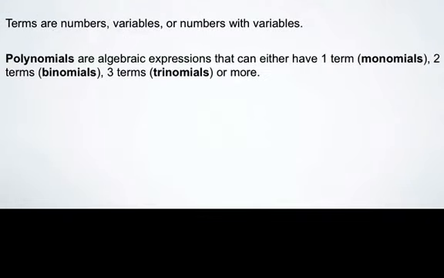Polynomials are algebraic expressions that can have one term, called a monomial, two terms, called binomials, or three terms, called trinomials, and they can have more terms than that. We just classify the 1, 2, and 3 term polynomials because they do seem to occur more often.